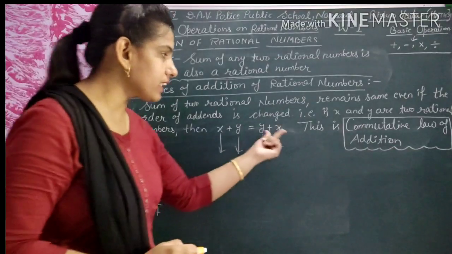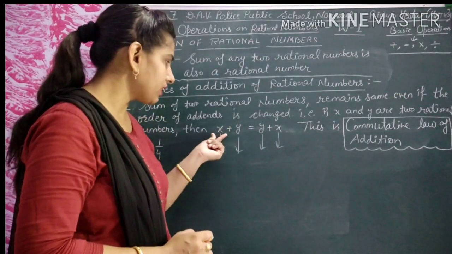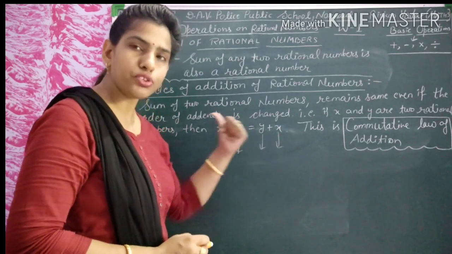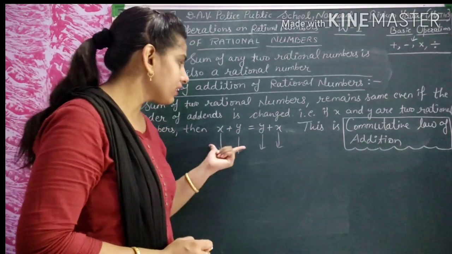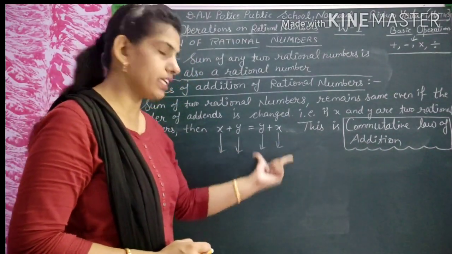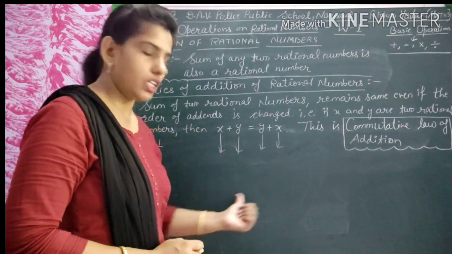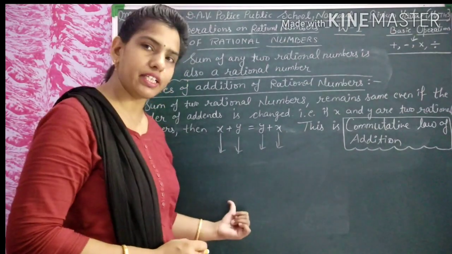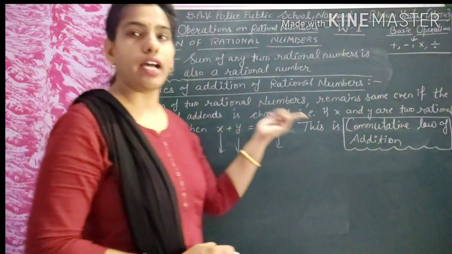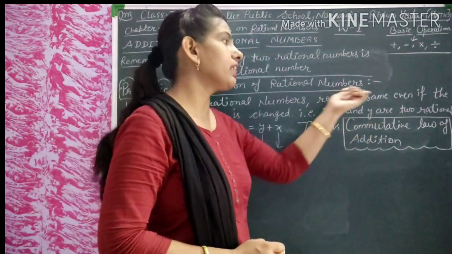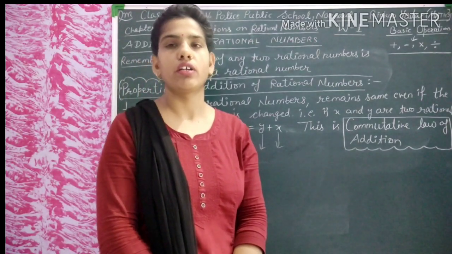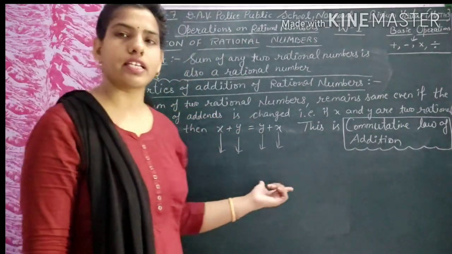And if we change their order, here is x plus y, and here is y plus x. If you change their orders, then their answers are always the same. Here is also the same, and here is also. Which answers will we get here? These are the same answers. It means if we add two rational numbers, then the sum remains the same even if we change the order of addends. Like this, there is the example.